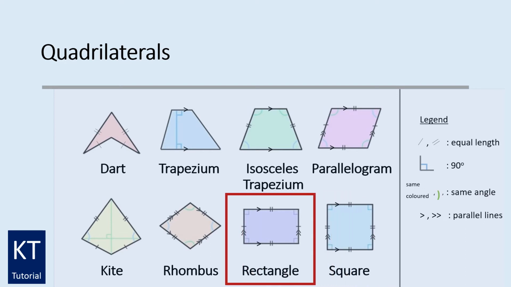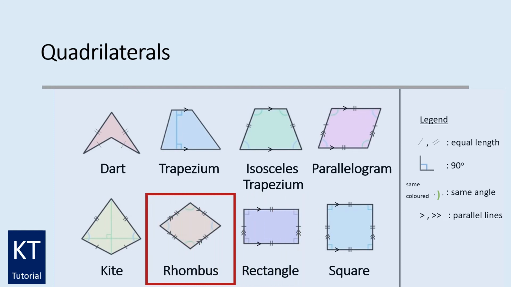For the rectangle, only its opposing sides are equal in length. The rest of the parameters are identical to that of the square, with its adjacent sides being perpendicular, with all its internal angles being the same, and its opposing sides being parallel to one another.